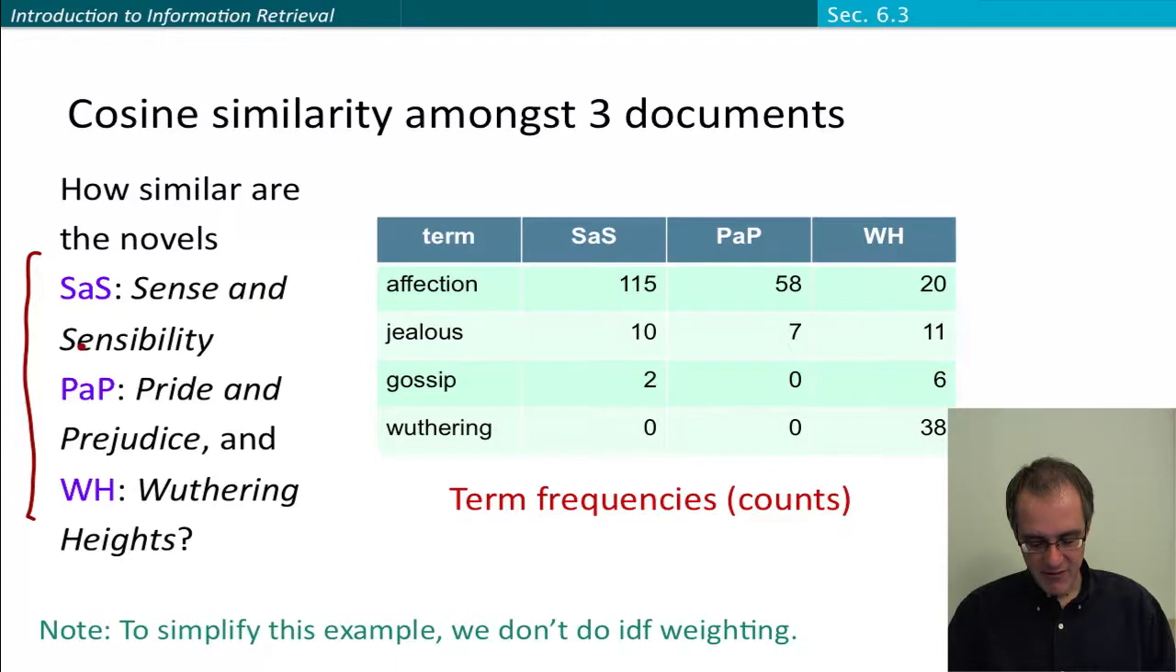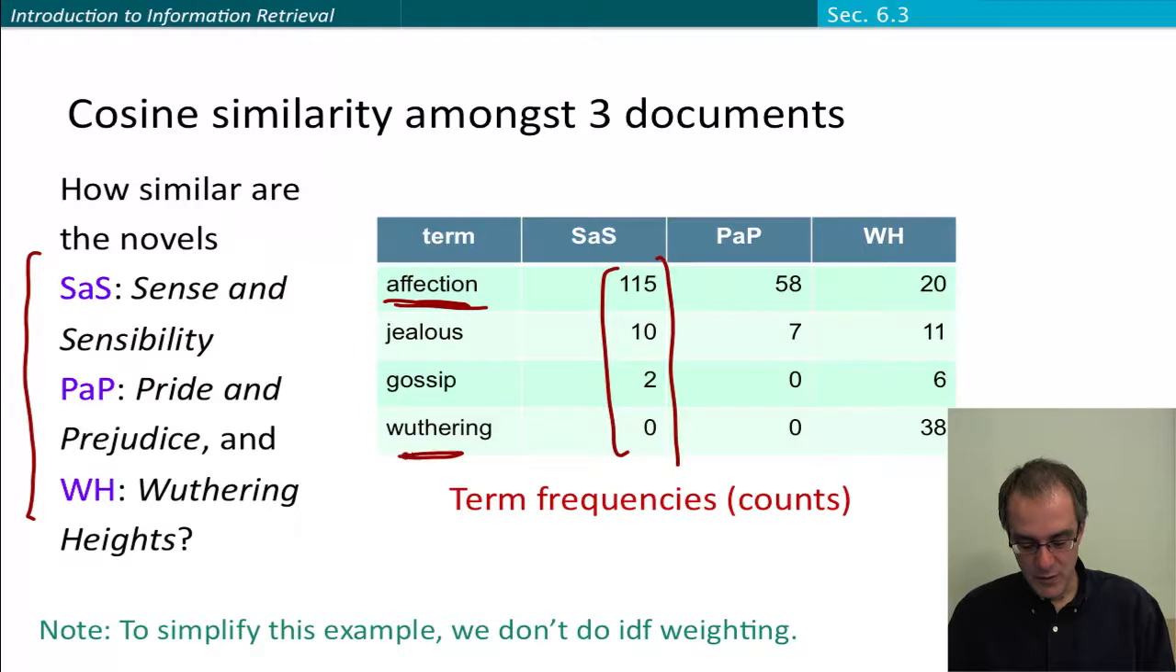The starting point is these term frequency count vectors for the different novels. What we can see is that affection is one of Jane Austen's favourite words that appears frequently in every novel. The word wuthering only occurs in Wuthering Heights, and other words like jealous and gossip occur occasionally. This is going to be our vocabulary for this example.